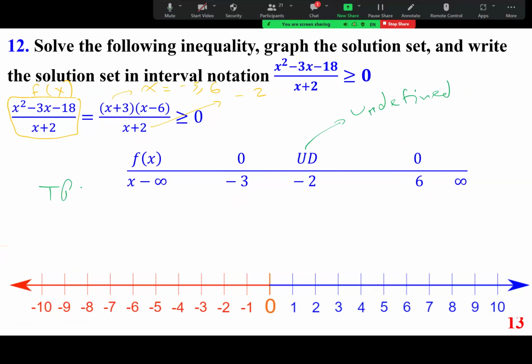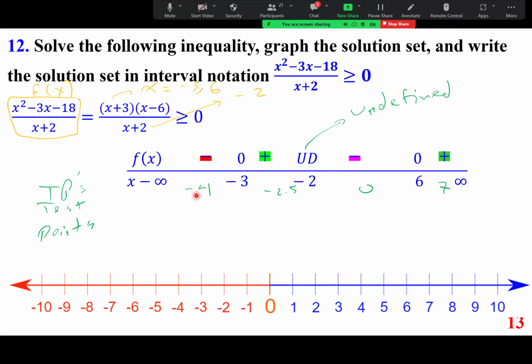Then you use test points. Negative 4 here, negative 2.5 here, 0 here, 7 here. Now, here's what I want you to see. When you look at this one in factored form, this has exponent 1, exponent 1, exponent 1, or better yet, odd exponents. If it's even, then both sides have the same sign. If it's odd, they alternate. And if you plug in 0, and it's easier to go with this one, negative 18 over 2 makes it negative here, and the rest of them alternate.